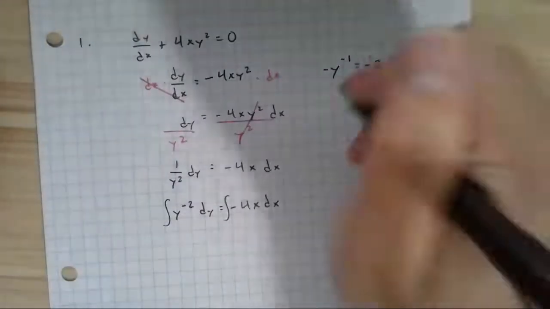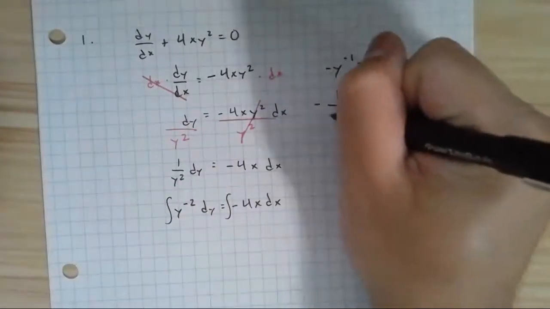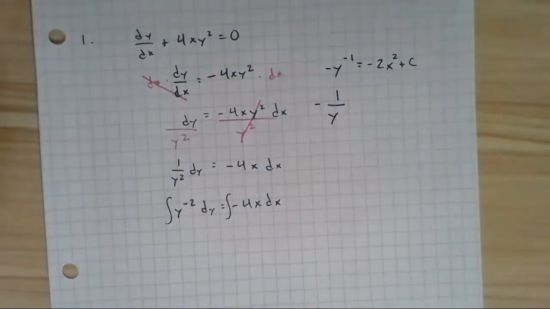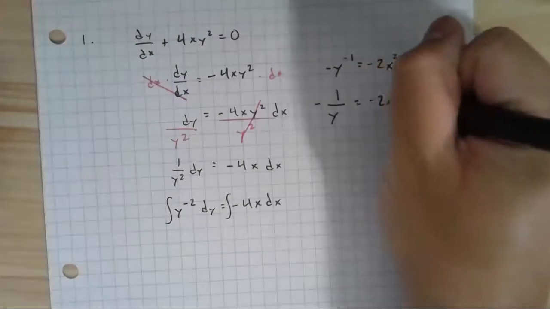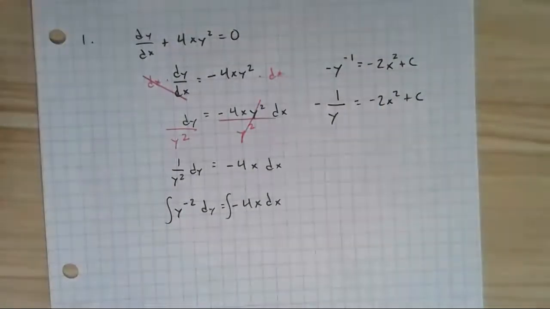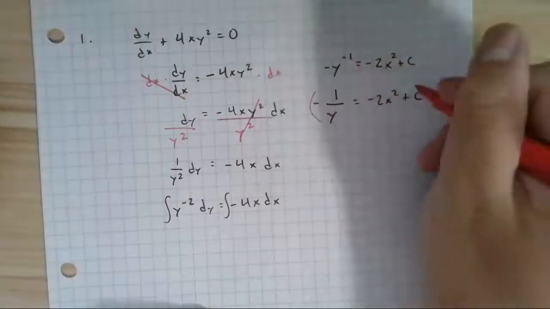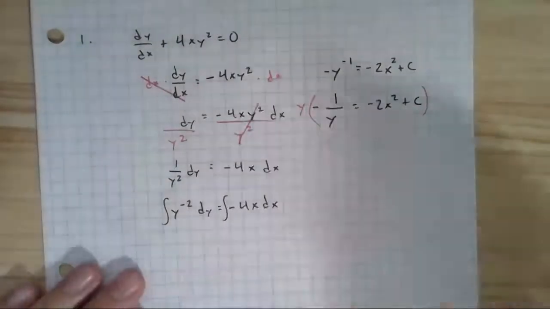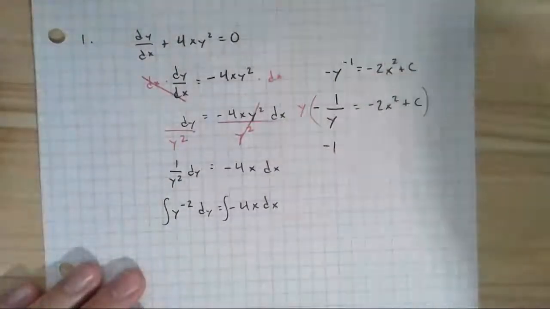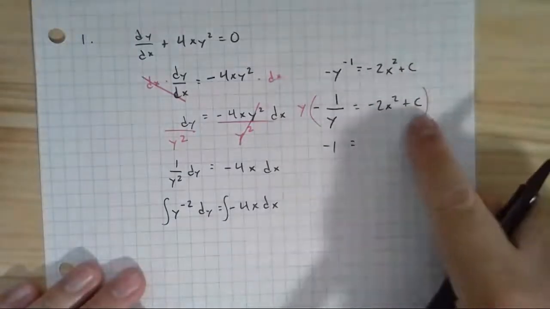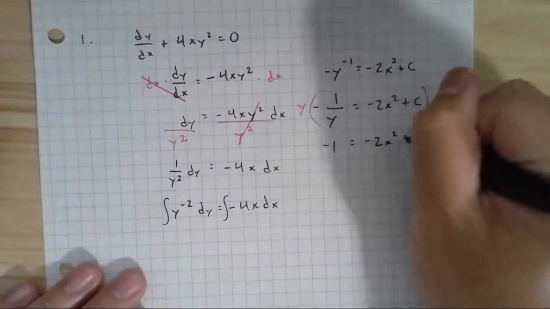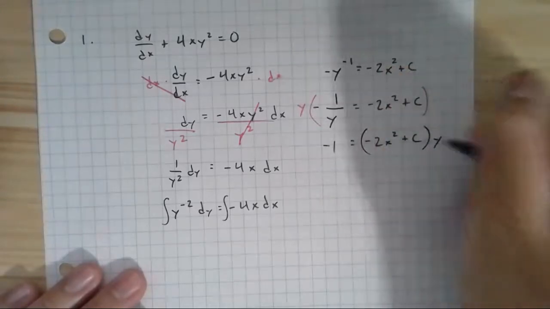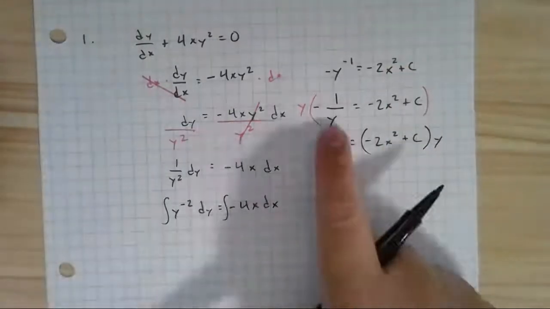Now y to the negative 1, let me use the negative exponent rule there, and I'll get negative 1 over y. That's equal to negative 2x squared plus c. Okay, now I'm going to multiply both sides by y. What that's going to do is these y's here will cancel, so I'll be left with just negative 1. Now on the right side, I'm not going to multiply that y in. It's not the point. I just need to get the y away from the denominator.